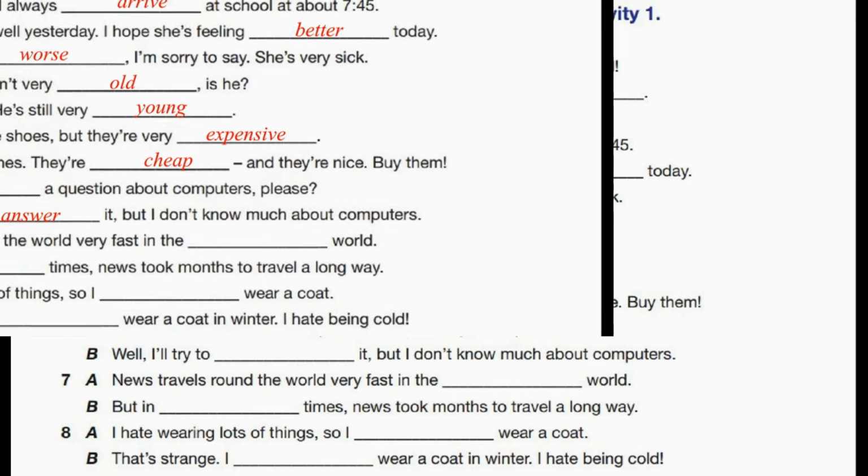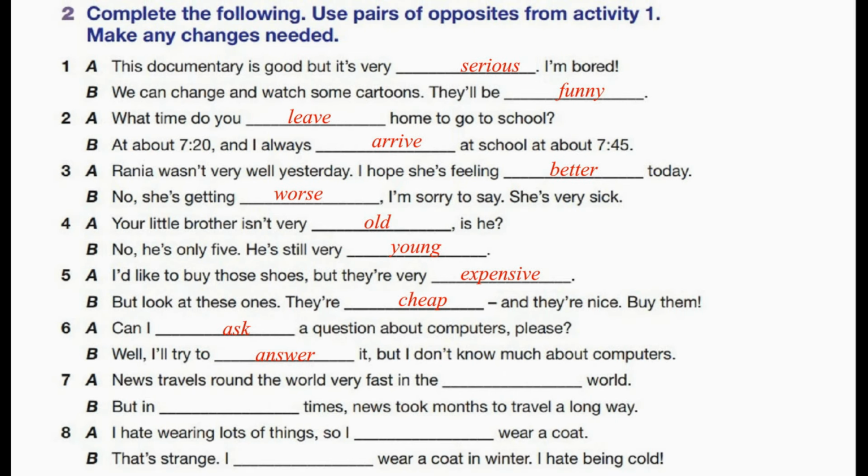Buy them. 6. A. Can I ask a question about computers, please? B. Well, I'll try to answer it, but I don't know much about computers. 7. A. News travels round the world very fast in the modern world. B. But in ancient times, news took months to travel a long way. 8. A. I hate wearing lots of things, so I never wear a coat. B. That's strange. I always wear a coat in winter. I hate being cold.